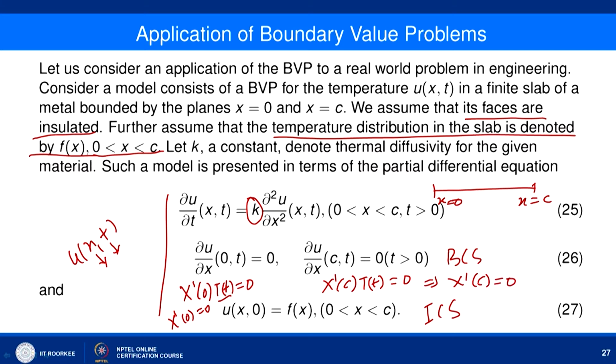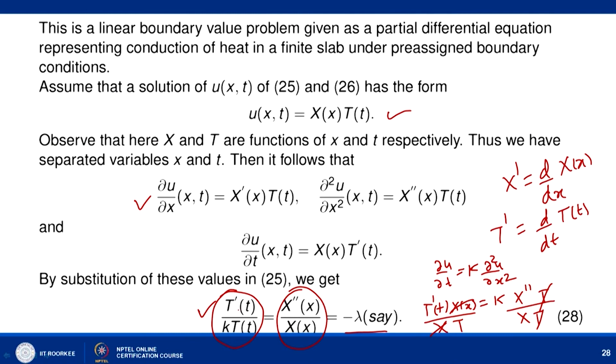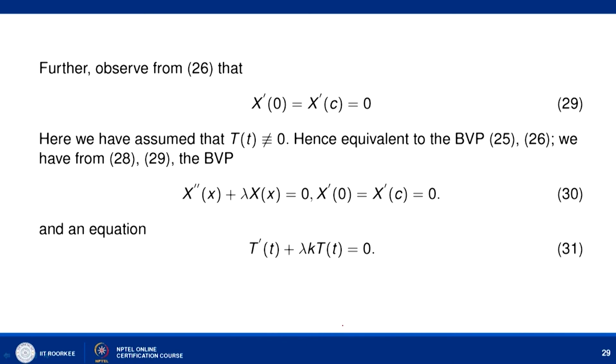So it means that we have two sets of conditions: T'(t) upon k T(t) equal to X''(x) upon X(x) equal to minus lambda, and also the boundary condition X'(0) equal to X'(c) equal to 0, where we have assumed that T(t) is not equal to 0. So our partial differential equation is now reduced to two sets of boundary value problems in terms of ordinary differential equations.